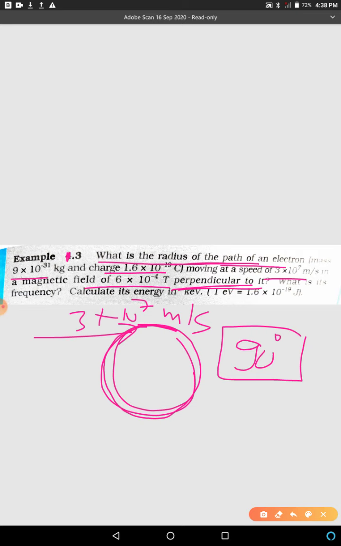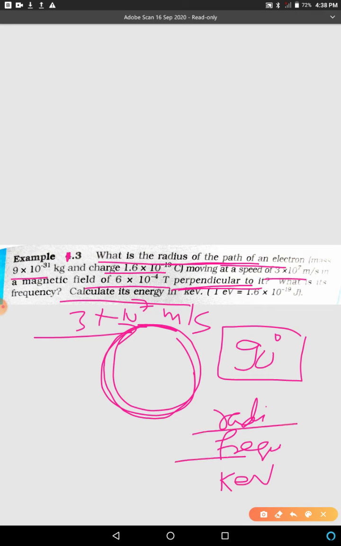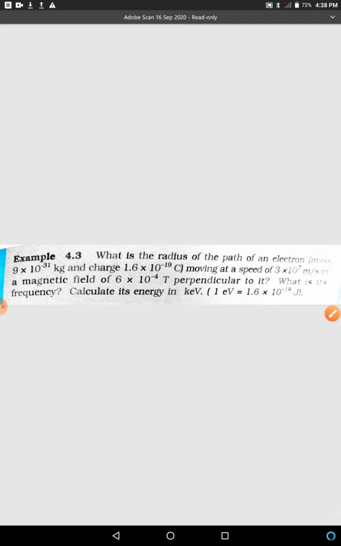So what is its frequency? First it is asking for the radius, then it is asking for the frequency, then it is asking to calculate the energy in kilo electron volt. So we have 3 answers that should be answered. First we should calculate the radius, that is the first part. Second part is we should calculate its frequency. Third part is energy in kilo electron volt.